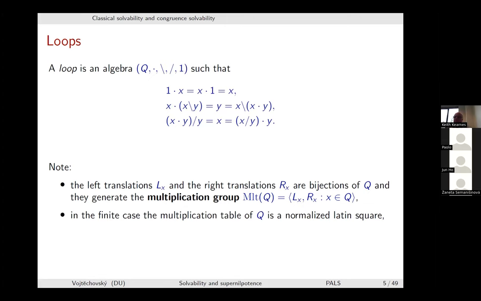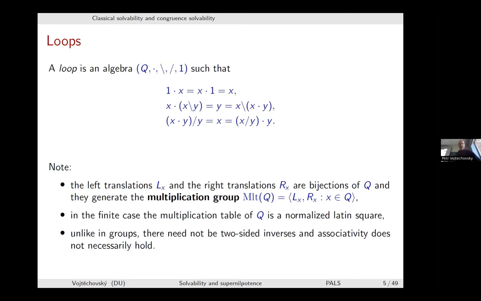In the finite case, just to visualize what's going on with these so-called loops, the multiplication table of a loop is a normalized Latin square, right? So the fact that the translations are bijections means that in every row and in every column, every symbol occurs exactly once. That's the Latin square property, and normalized just says there's an identity element. The first row and first column read 1 up to n if you order the elements that way.